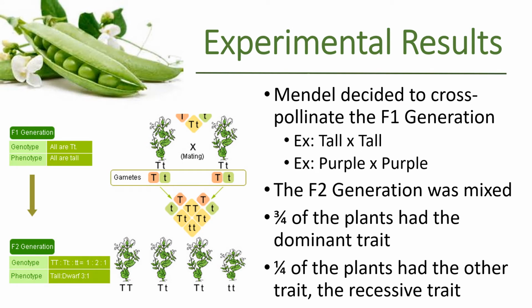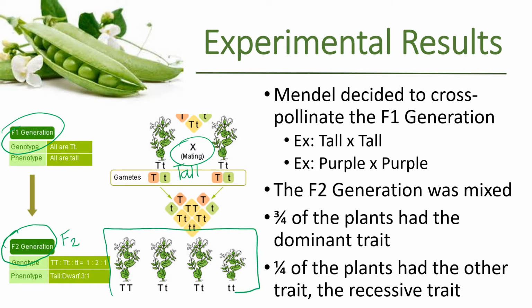So Mendel decided that that wasn't enough. He wanted to cross-pollinate the F1 generation. He wanted to take all of the offspring from that F1, those tall plants or those purple plants, and make them cross-pollinate each other. And then he created, as a result, the F2 generation, the second generation of children.